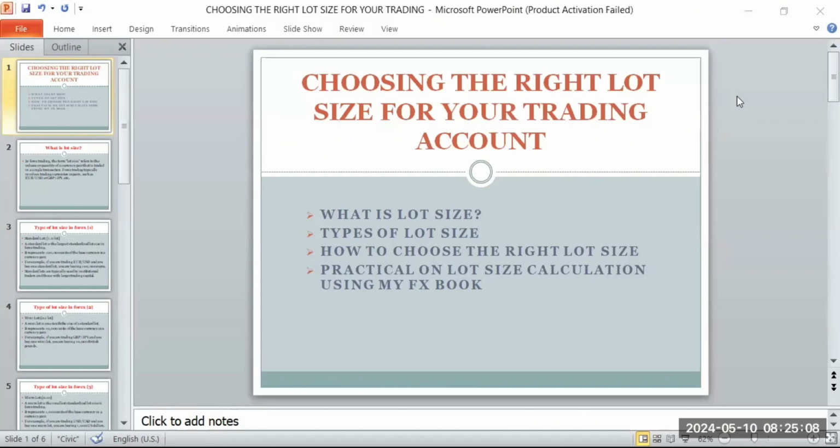In this video, I want to quickly share with you how to choose the right lot size for your trading account. This is a very important topic that we are discussing right now, so make sure you watch this video to the end to get the very best out of it.